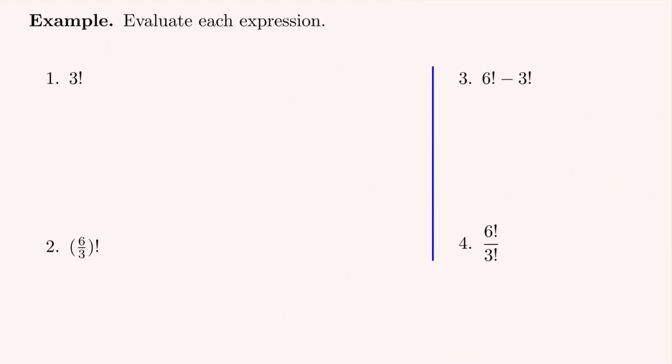Let's continue to practice working with factorials. So we have 4 examples. In the first, we're asked to calculate 3, and then remember you read the exclamation mark as factorial. 3 factorial means take the value 3, and then multiply it by its preceding integers until you get to 1. 3 times 2 times 1 is 6.